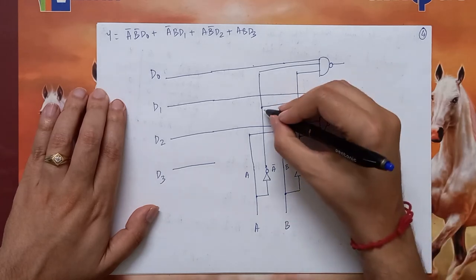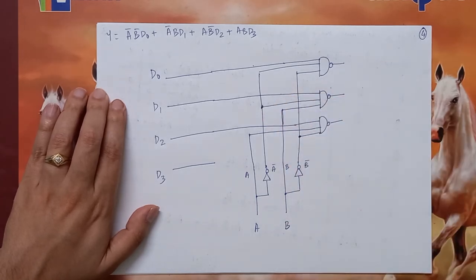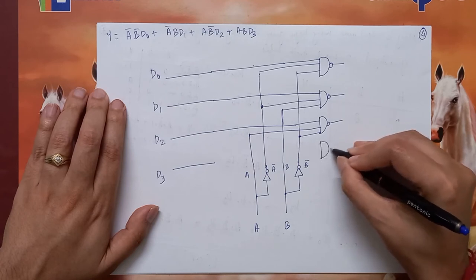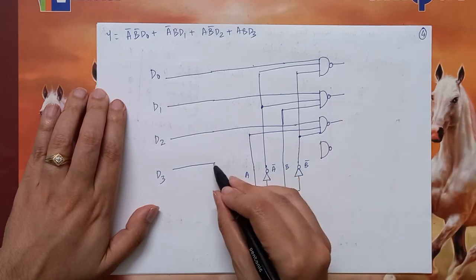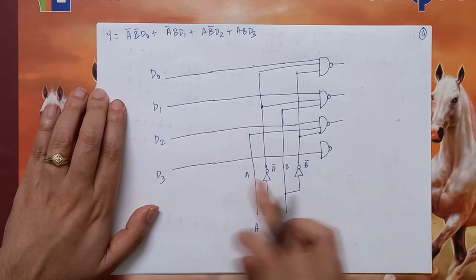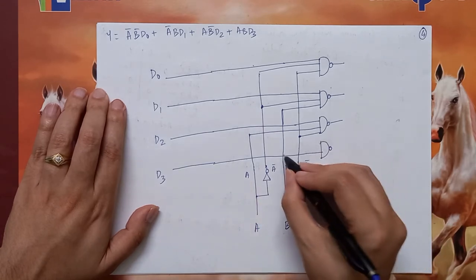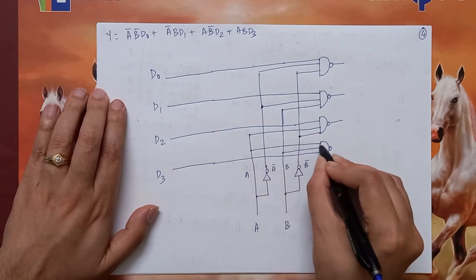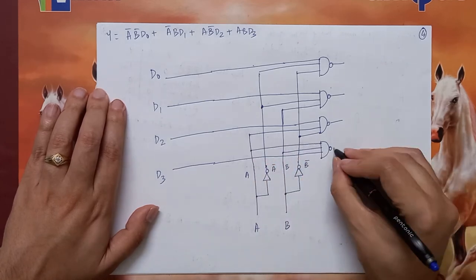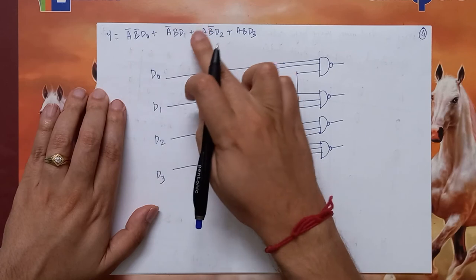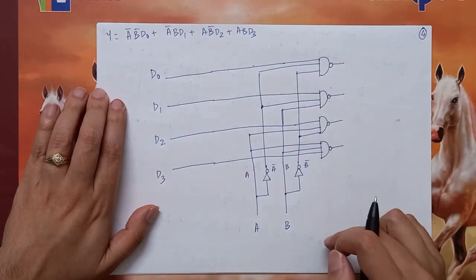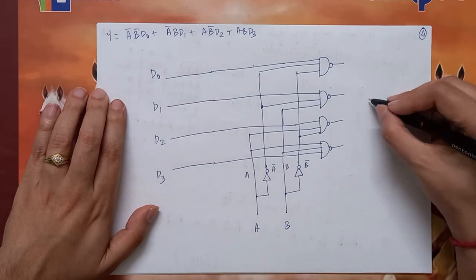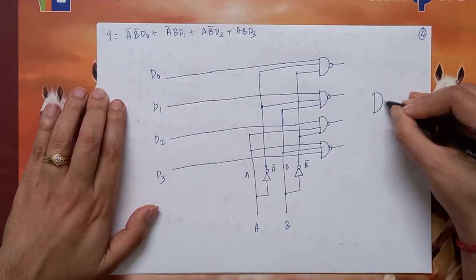Please note where I am putting the dots. That means this is a connection. And over here, the fourth term will correspond to a fourth NAND gate. One of the inputs will be D3. The other two will be B and A. That's it. So we will need, as you can see, four individual NAND gates for each of the terms and a final NAND gate to combine all these.